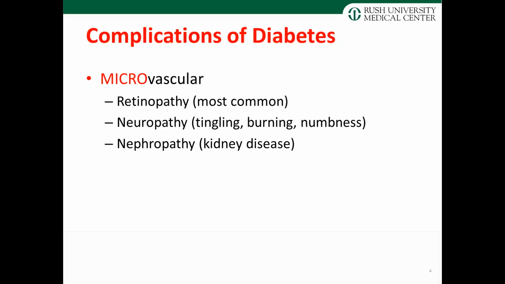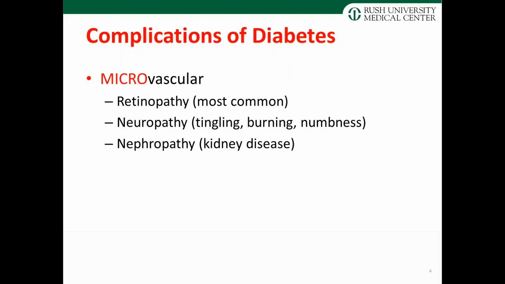Now, all of these different complications, those risks of having these complications are proportional to how long you've had diabetes and how severe the diabetes is, which is why it's very important to be routinely following with your endocrinologist or your primary care provider to check your blood glucose levels, your hemoglobin A1C, etc.